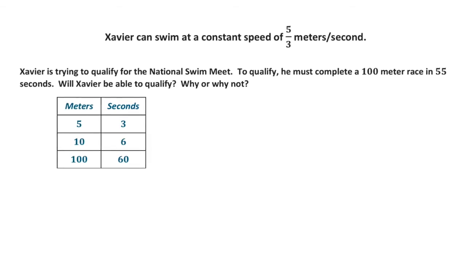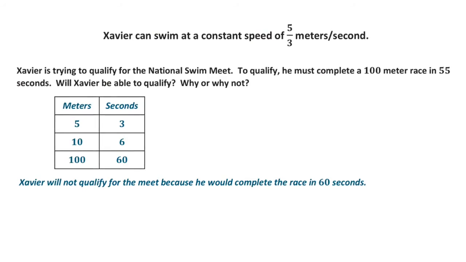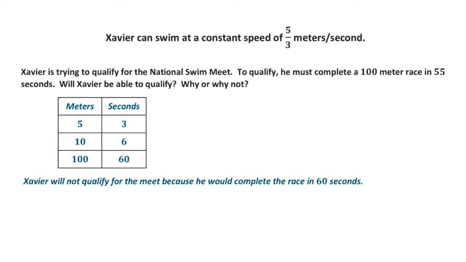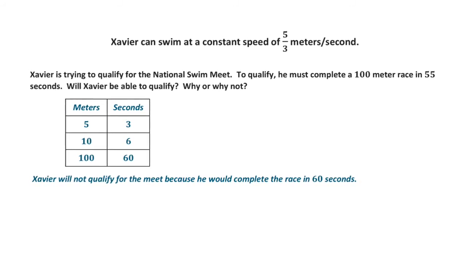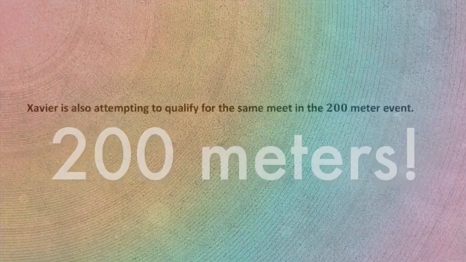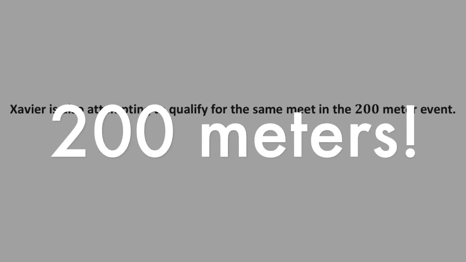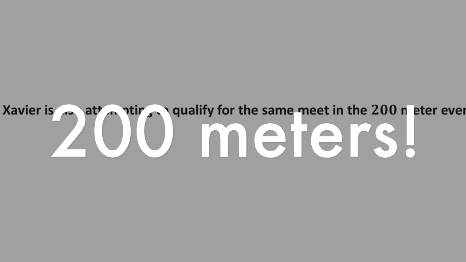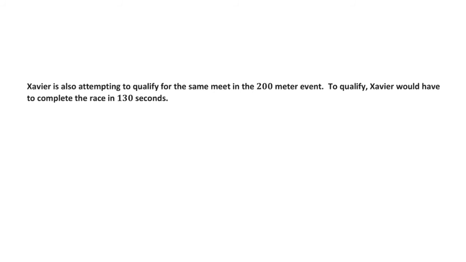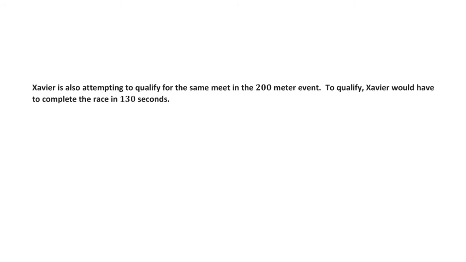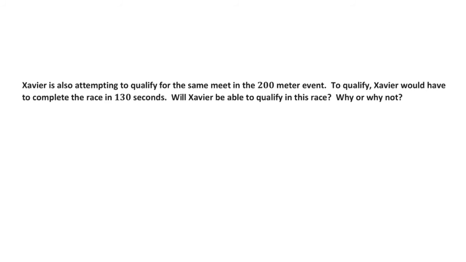And the question of, will he qualify at a rate of 100 meters in 55 seconds, is answered with the answer that no, Xavier will not qualify for the meet because he can only do 100 meters in 60 seconds, which is not fast enough. Okay, Xavier's a little down, but he's wondering if he can qualify for the same meet for 200 meters. To qualify for the 200 meter race, he would have to complete those 200 meters in 130 seconds. Will he be able to qualify for this event or not?